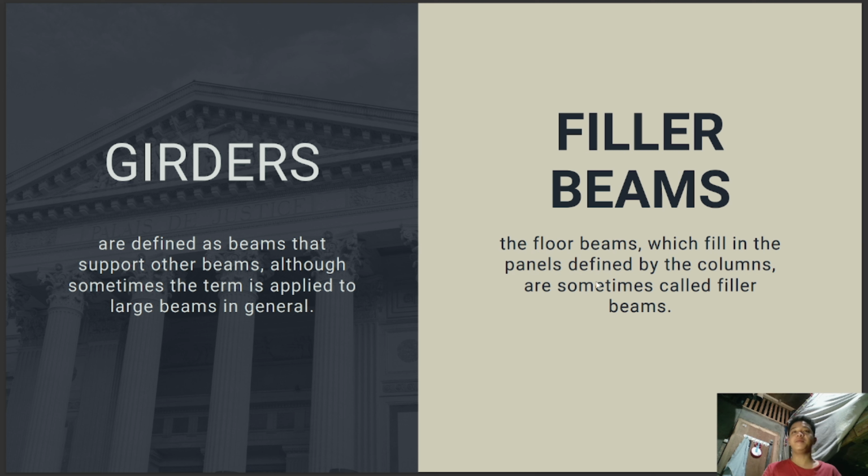Then we have filler beams. Filler beams are the floor beams which fill in the panels defined by the columns, in which it is sometimes called filler beams. So these are the floor beams that fill in the panels defined by the columns. From the word filler itself, they fill in the panels.